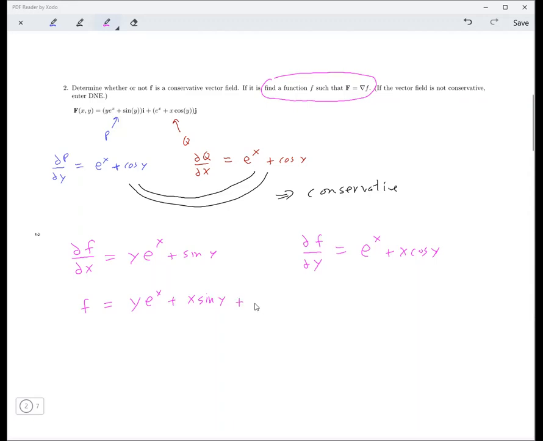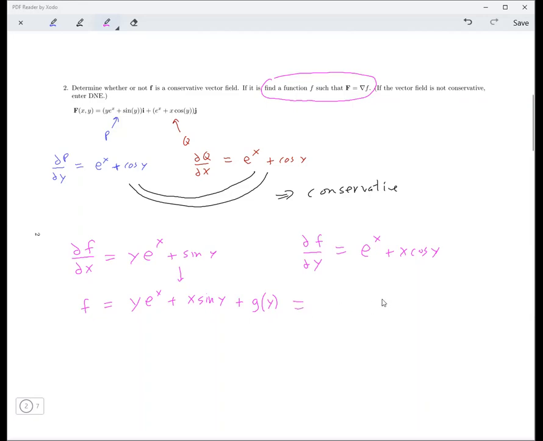Also, it's important to note, it doesn't come into play in this problem, but a lot of times it does, that there could be a function g of y that has all y's and no x's, and when you take the partial of this with respect to x, it's just going to be 0. So this one right here gives you all that.